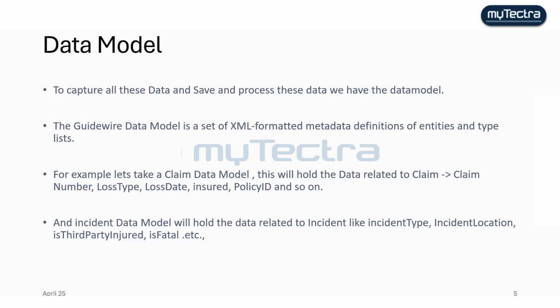So in the data model, basically entities and type lists, okay? These two are the main things we need to understand in the case of the data model, correct? Entity is basically the root object. Entity is a root object for the ClaimCenter data model. For example, we have the claim entity, obviously.